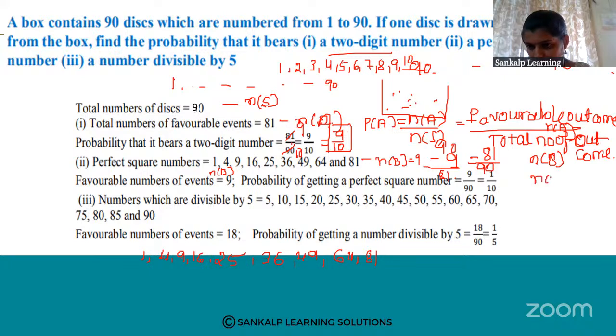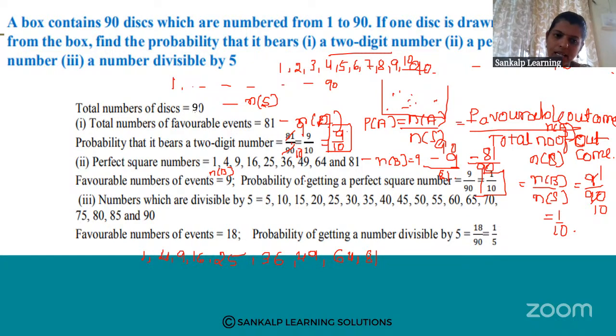Formula is N of B divided by N of S. So N of B is 9 divided by N of S is 90, the total number of events. How many discs are there in the box? That is 90. Therefore, it is the total number of events. 9 ones are 9, 10 ones are 10. That means 1 divided by 10 you will get. This is the probability of getting a perfect square number. Next, numbers which are divisible by 5.